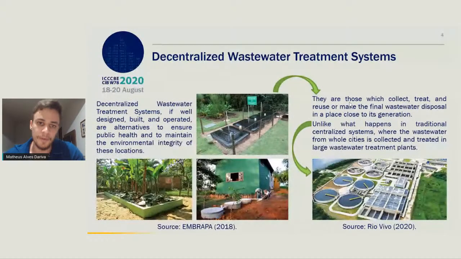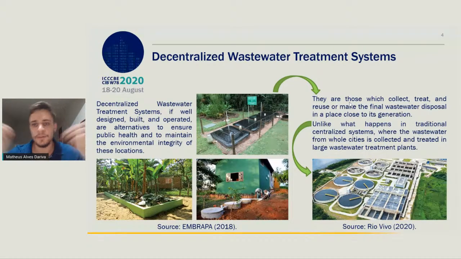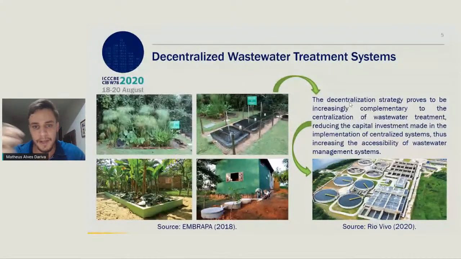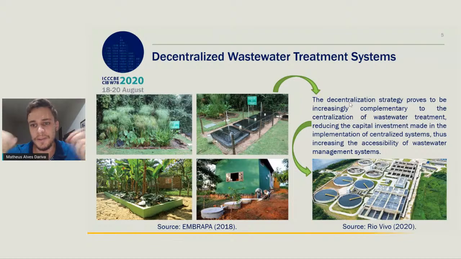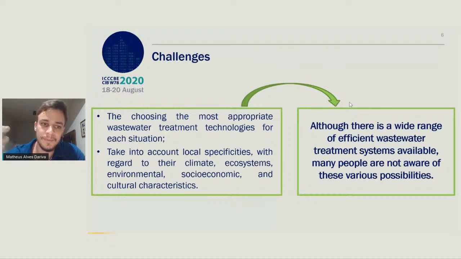Despite the low coverage rate of sewer service in developing countries, DWATS are alternatives to ensure public health and maintain environmental integrity. They are systems which collect, treat, and make the final disposal in a place close to where wastewater is generated, unlike traditional centralized systems, as we can see in the image of Rio Vivo. This decentralization is complementary to the centralization of wastewater treatment, reducing capital investments and increasing the accessibility of these components.